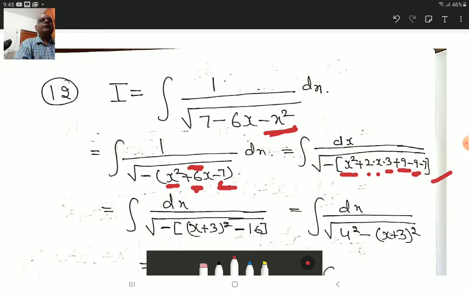Now what is there inside the bracket? A square plus 2ab plus b square is a plus b whole square, that is x plus 3 whole square. Minus 9 minus 7 means minus 16. Now introduce this minus inside the bracket.